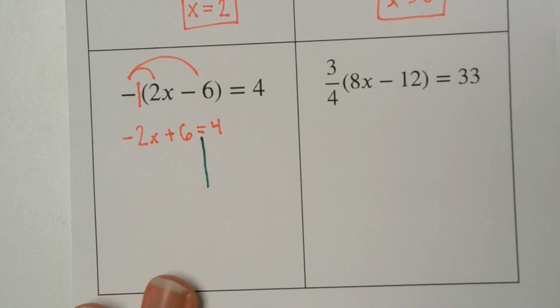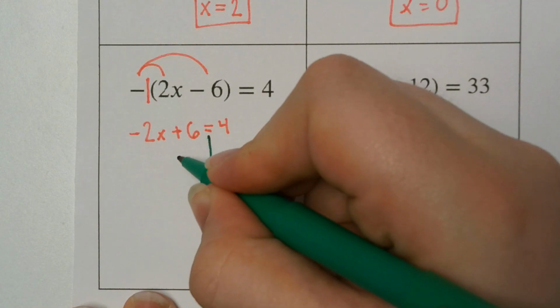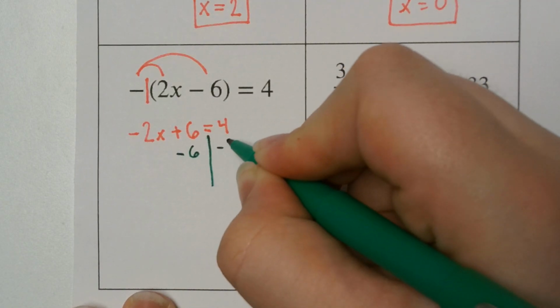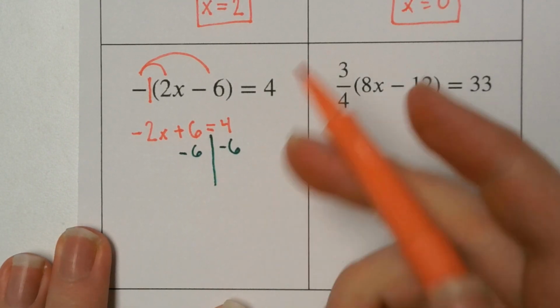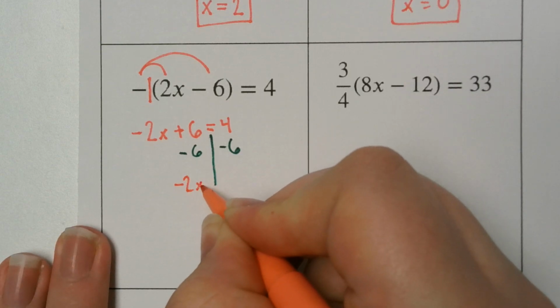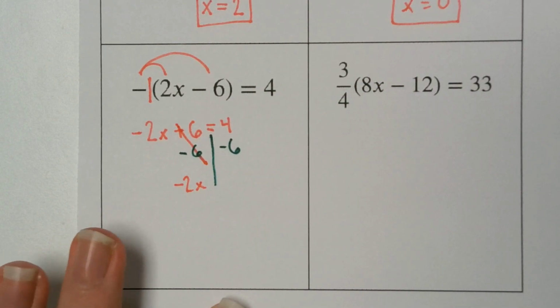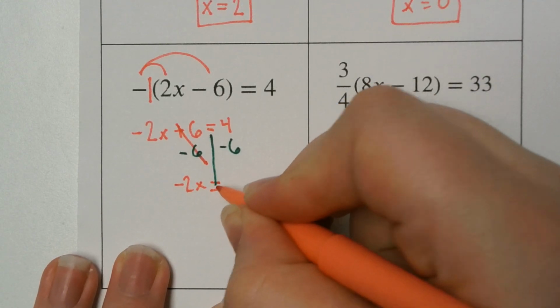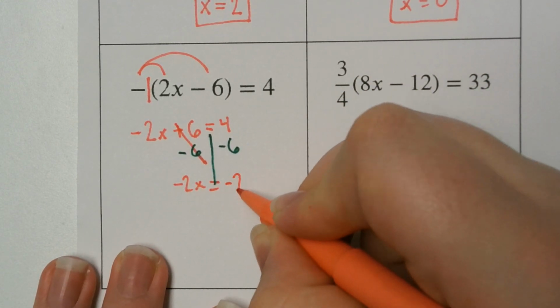Now we do our two-step. So how do we get rid of a plus 6? Good. Subtract 6 from both sides. So we have negative 2x. 6 minus 6 cancel out because it equals 0. Equals, what is 4 minus 6? Good. Negative 2.